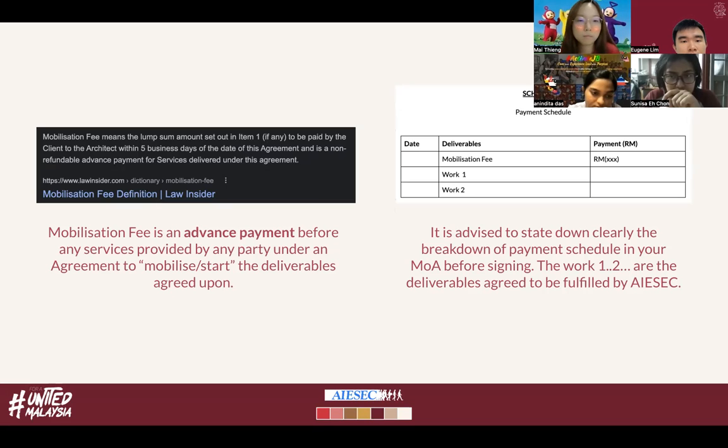you should be able to state clearly, and also the payment, and how much these deliverables accumulate to become the total FP amount or the total FP sales amount. So yes, the mobilization fee should be part of it as well. Then I think we can move to the next slide.